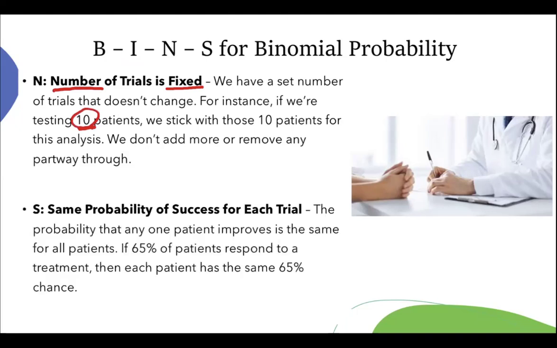And the last piece, S, is for the same probability of success on each trial. The probability that any one patient improves is the same for all patients. If 65% of patients respond to a treatment, then each patient has the same 65% chance. So it means that there's no better chance for one patient versus another. Everybody has the same equal 65% chance.